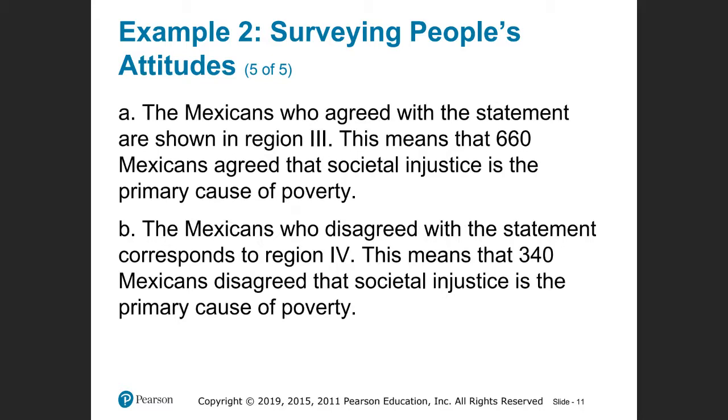A, the Mexicans who agreed with the statement, are shown in region 3. This means that 660 Mexicans agreed that societal injustice is the primary cause of poverty. The Mexicans who disagreed with the statement correspond to region 4, which we just calculated to be 340.